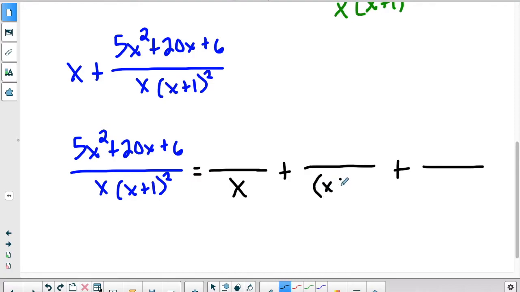Another one is x plus 1. And last but not least, our third one is going to be x plus 1 squared. So because we had 2 of them, we're going to have x that's by itself, x plus 1 and x plus 1 squared. We have 3 terms. Now you might be thinking, why don't we just have x plus 1 and then another x plus 1? Well, we need 2. We need x plus 1 and x plus 1 squared. We need both.